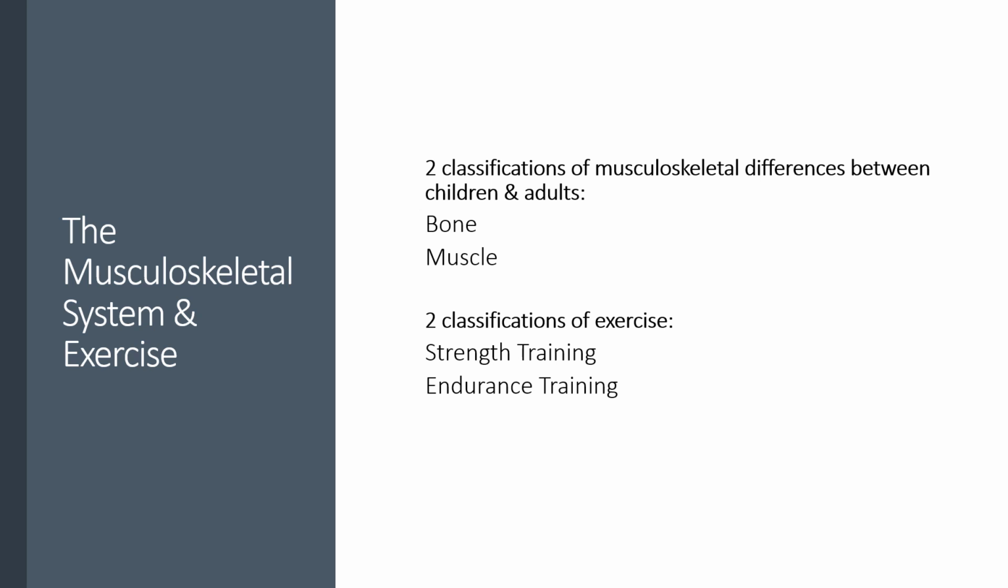Within the muscles, children's muscle strength can be influenced by growth and maturation, and strength gains often come from improved coordination and neuromuscular recruitment, whereas adults experience age-related loss in muscle mass and strength, known as sarcopenia, due to factors like decreased protein synthesis and hormonal changes. Strength training involves resistance exercises aimed at increasing muscle strength, power, and endurance. It can be beneficial for both children and adults to improve overall musculoskeletal health and function.